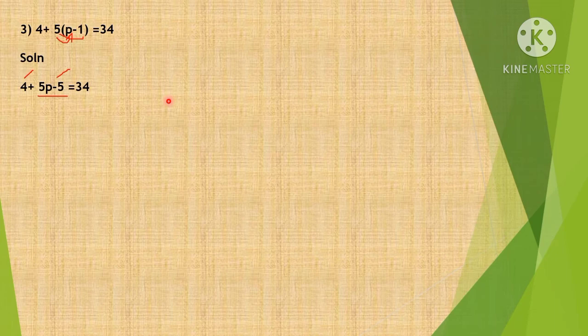Understood? First we are multiplying this 5 into p. We are simplifying this bracket, taking out this bracket. That's why we are writing it as 5p minus 5. Next you can solve it, right? Here you have two constants. What are the two constants? Plus 4 and minus 5. So plus 4 and minus 5 means 5 minus 4, 1. Which is a bigger number? 5. So what is the symbol? Minus. So minus 1. So 5p minus 1 is equal to 34.